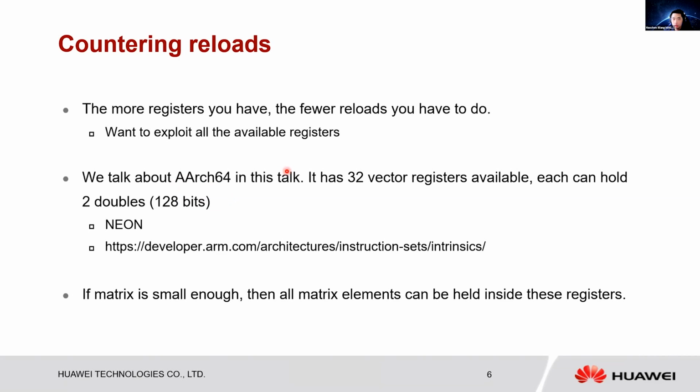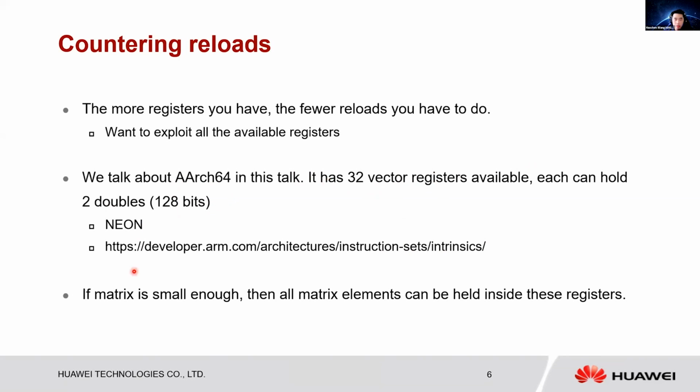It has 32 vector registers for double precision, and each can hold 2 doubles. And you can access these vector registers however you like. You can access them in Neon. Here's the documentation for Neon intrinsics. You can access them through direct LLVM instructions. But in any case, these are the resources we have.